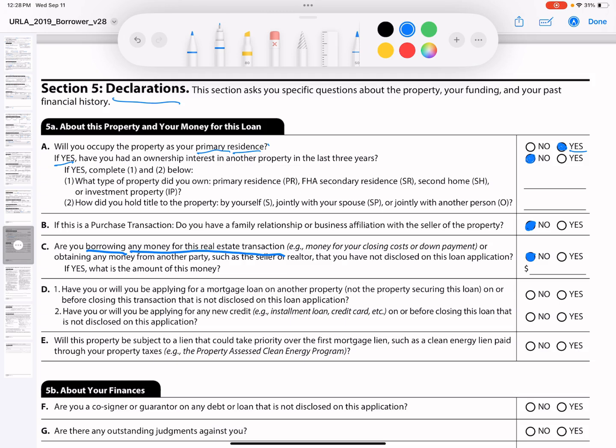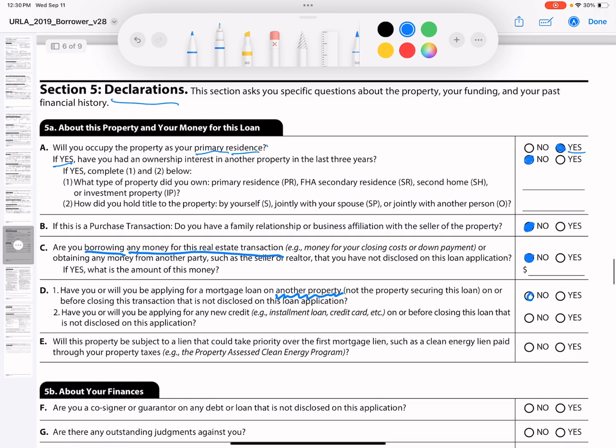Have you or will you be applying for a mortgage loan on another property before you close this transaction? This is important, and a lot of fraud occurs when people apply for mortgages at the same time, and then they try and close them all at the same time so that the debt to income is not impacted by the other loan. Meaning they are trying to get 2 loans at the same time and they're not telling the other lender about the other loan. We're going to say no, because you're not doing that, right?